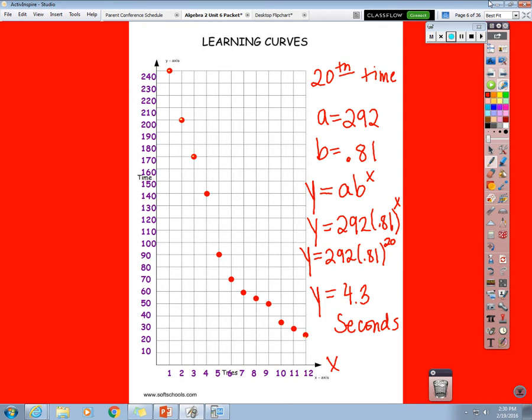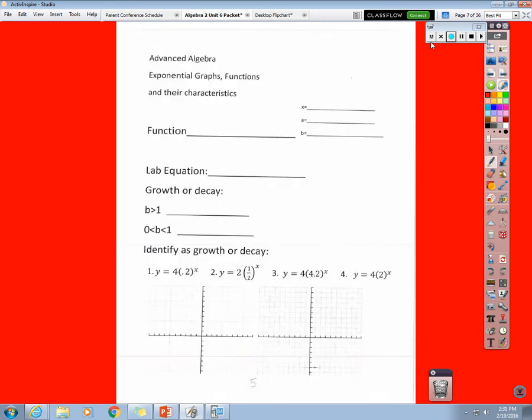So now let's move on to today. Today we're going to be learning about exponential functions and their characteristics. Well, what is the equation of an exponential function? Y equals?